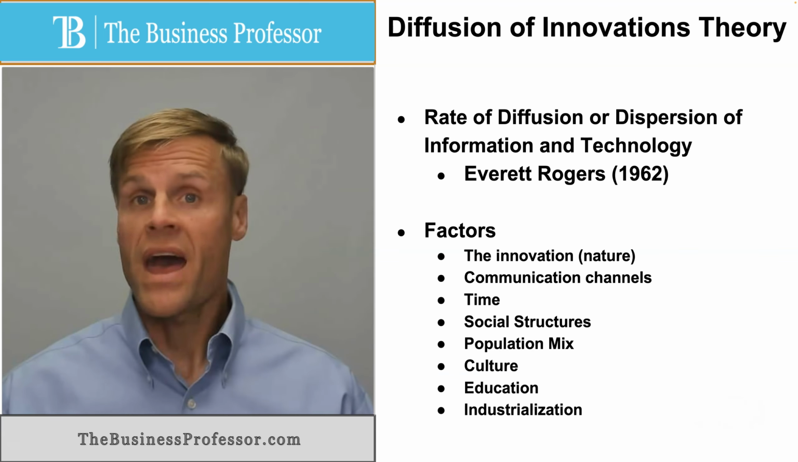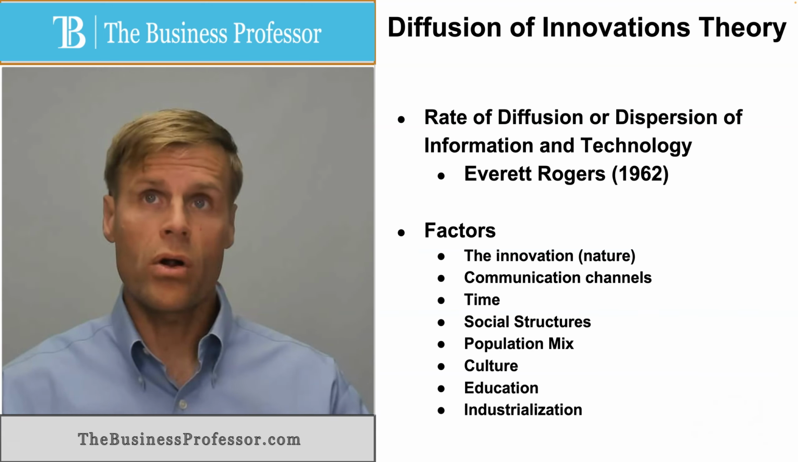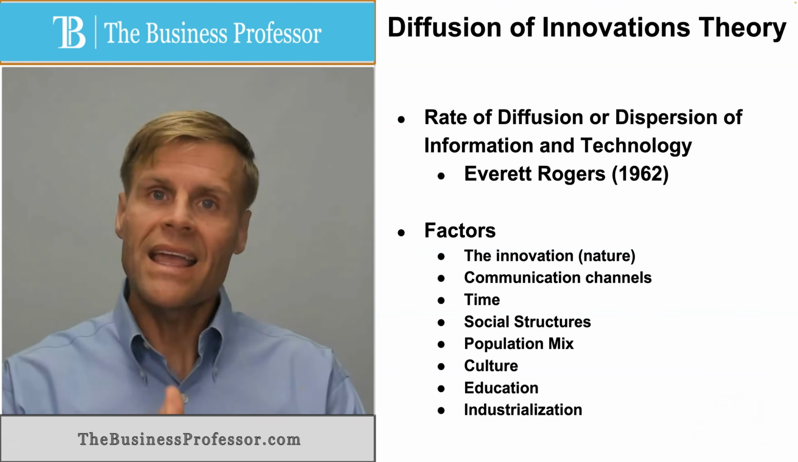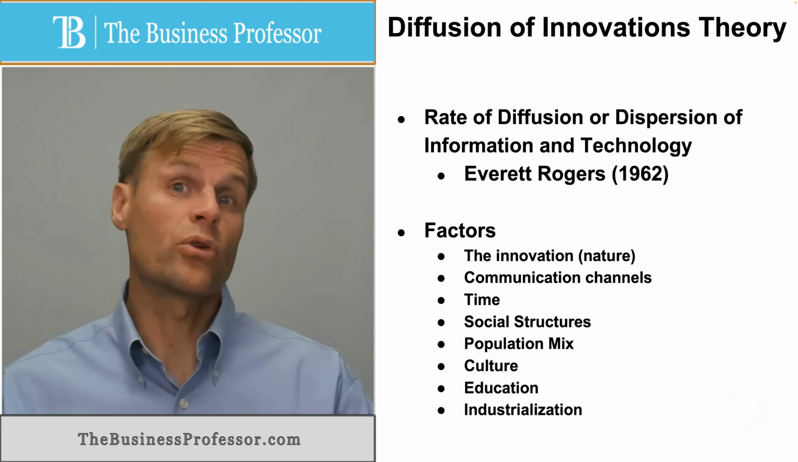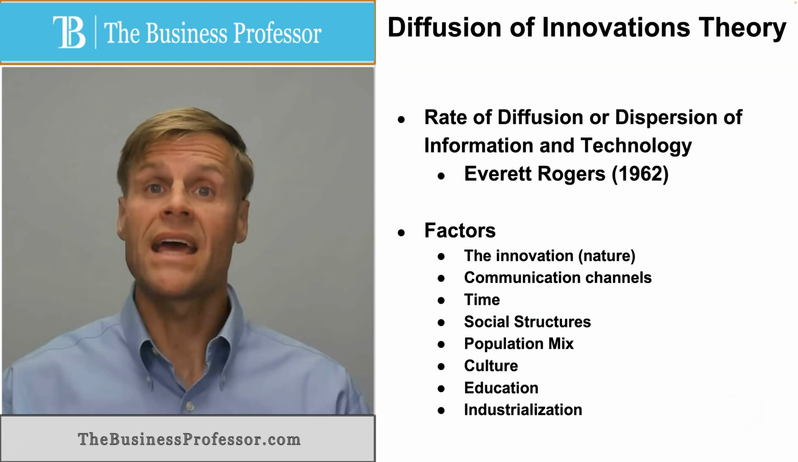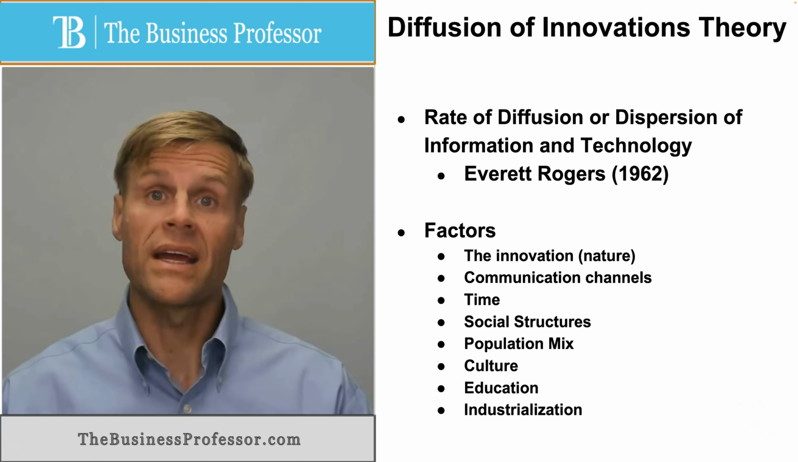So these are just factors that have been identified as part of this theory that can have an effect on the speed or rate at which information and technologies diffuse or spread throughout a culture.